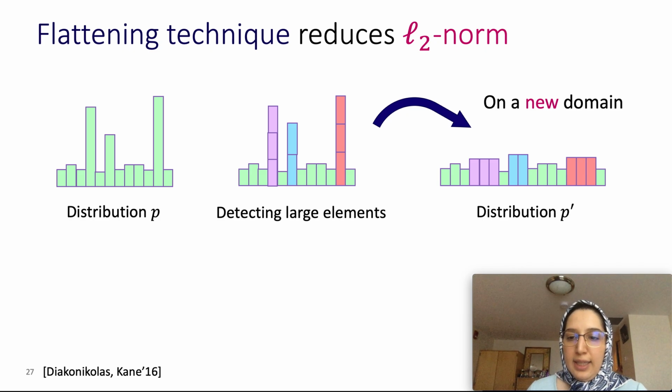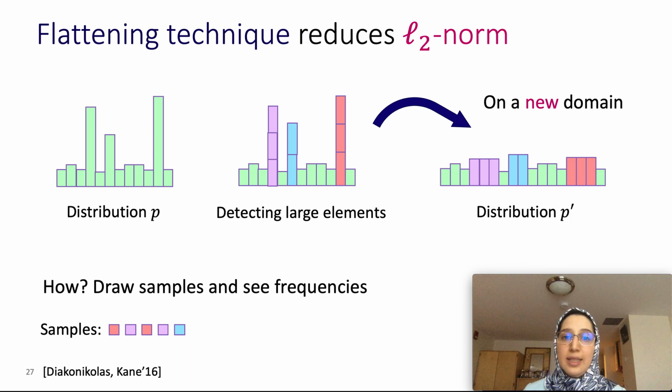But how do I detect these large elements? The question is, because the underlying distribution is unknown, I definitely don't know the large elements in an unknown distribution. So the way that we detect them is just by drawing samples. If I draw samples from P, I expect that the larger the probability of an element is, the more frequent it will be in my sample set. So based on the frequencies in the sample set, I will determine how to split every element.